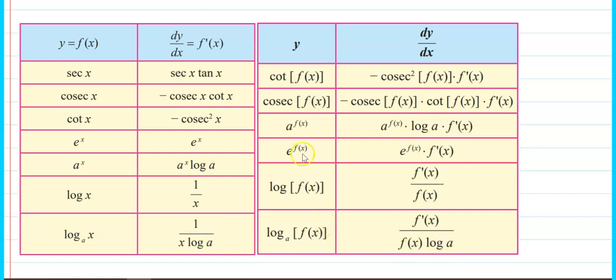Okay. If you compare this list each time, then you will get the idea how to find out the derivative of the composite function.